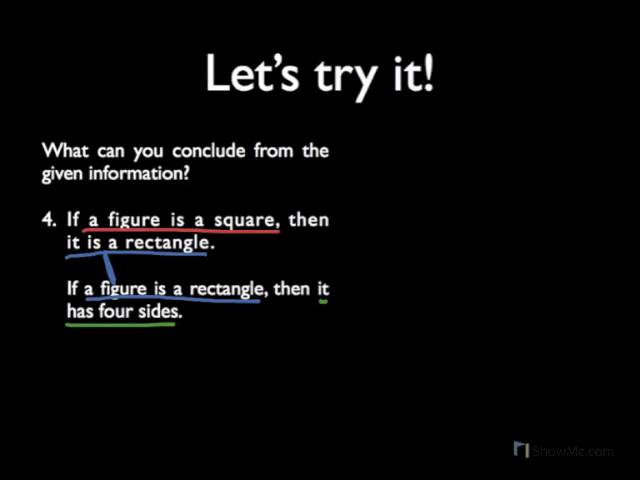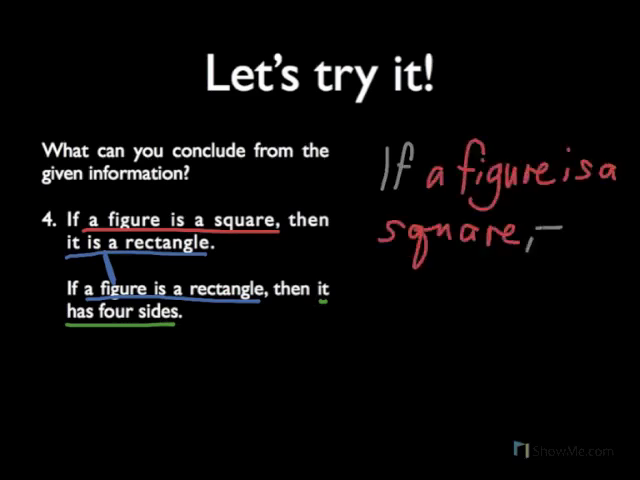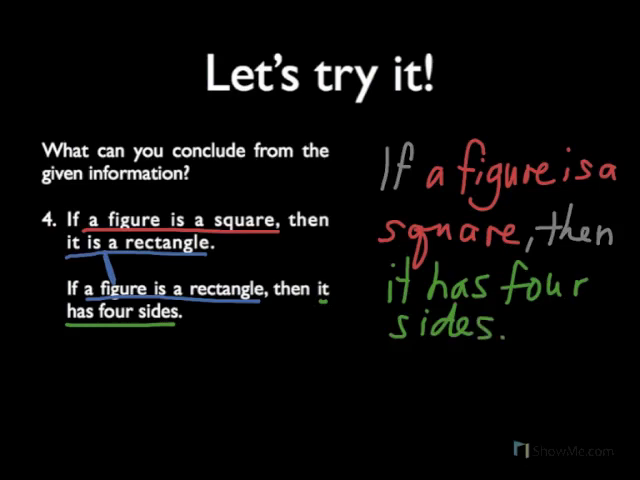The law of syllogism allows us to connect the hypothesis of the first statement, which says a figure is a square, with the conclusion of the last statement, which says it has four sides. The thing that is important is that the hypothesis of one statement matches the conclusion of the other. If that's the case, the law of syllogism applies, and you can connect the hypothesis of the first statement with the conclusion of the second statement.